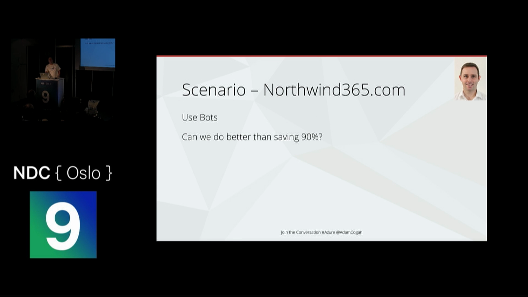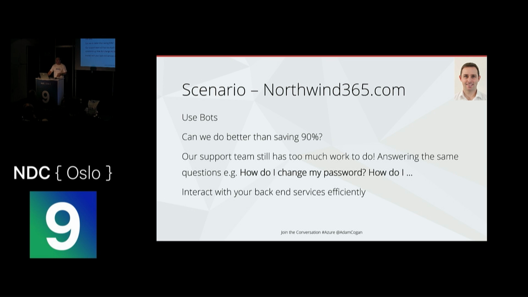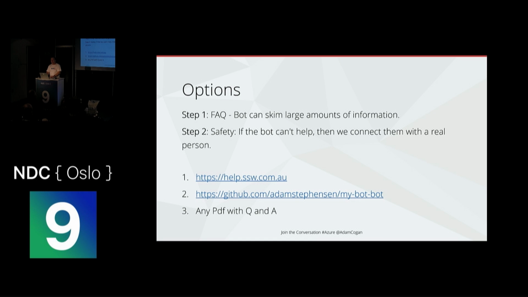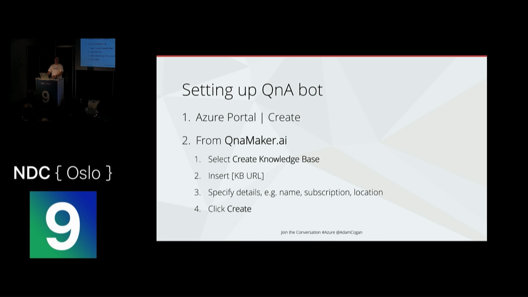So we want to take advantage of that, and we've got rid of 90% of the work. We can get rid of the last 10%, we can get rid of 90% of that as well, because most of the questions are repetitive. How do I change my password? How do I do this? How do I do that? So you want to interact with your backend service efficiently, and the way you do that is you can use this QnA Maker, a service from Microsoft.